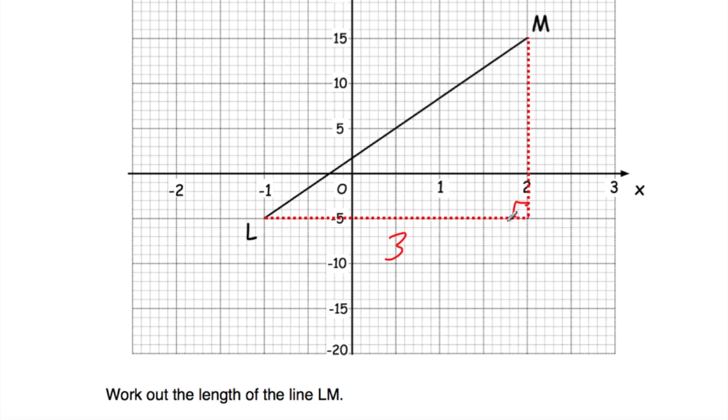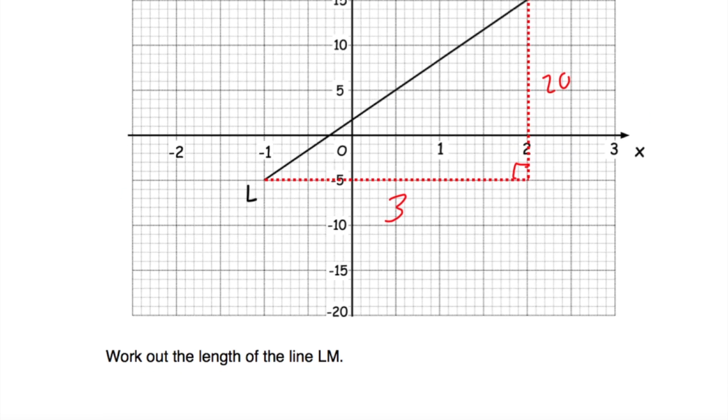And then going up, we're going from a height of -5 up to 15. So we're going 20 up. And here, each one of the little squares is 1, so we're going 20 little squares up there. So that's 20. But here we're going 3 units across and 20 units up, because here the scales are different for the x-axis and the y-axis. So we want to work out the length of LM, the length of this line here.